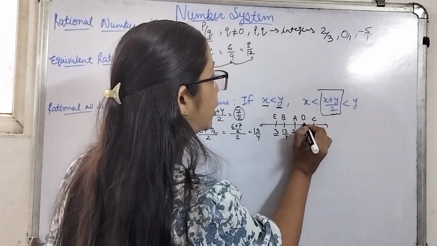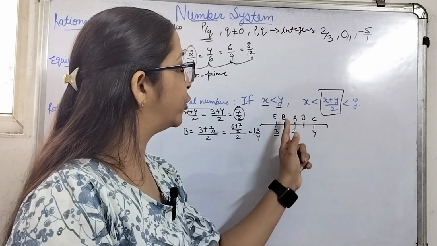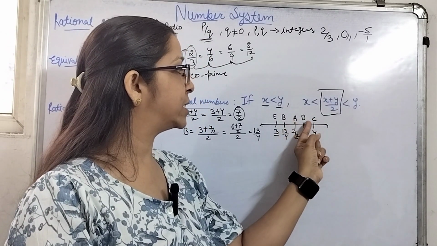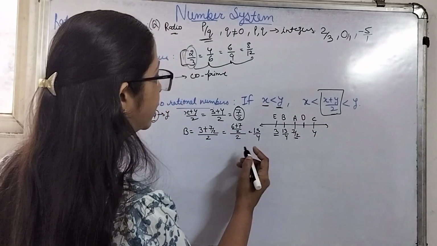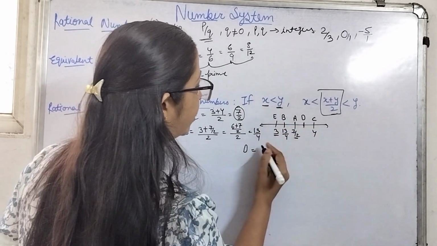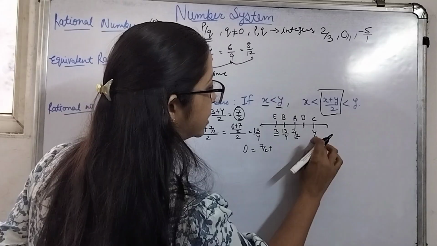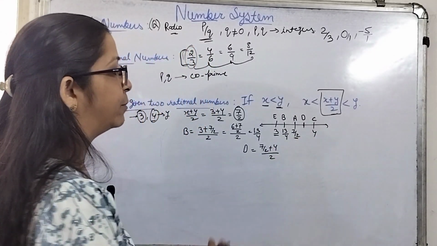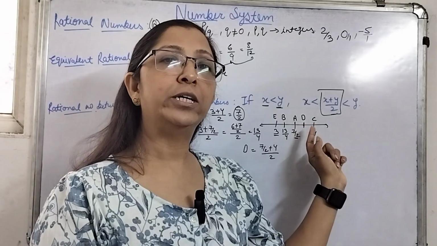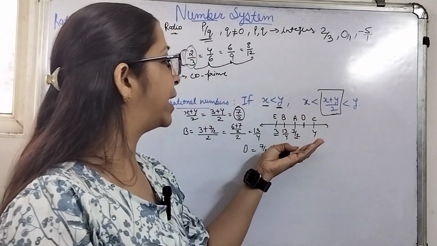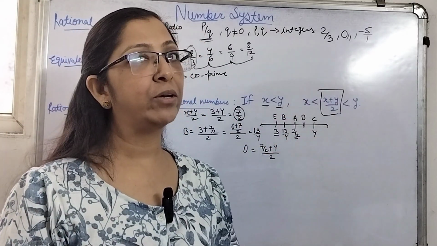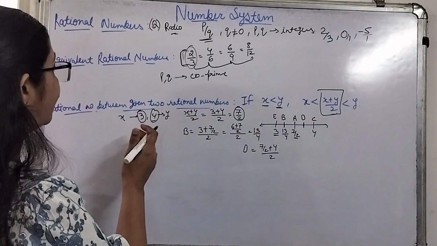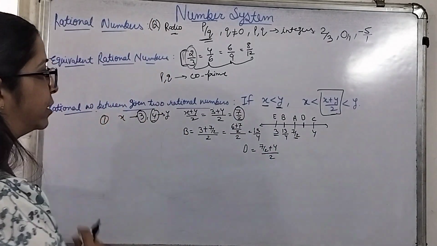Similarly, we can find the value of D also. It is the midpoint of your A and C. Exactly, it will lie between A and C. What will the value of D be? D will be 7 by 2 plus 4 by 2, the sum of these two values divided by 2 will give you the value for D. This is how we can find as many numbers between any two given numbers as much as we have to find. Similarly, there could be many more methods. This is the first method.